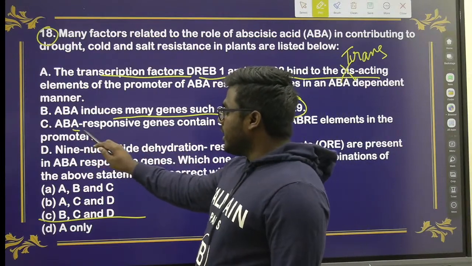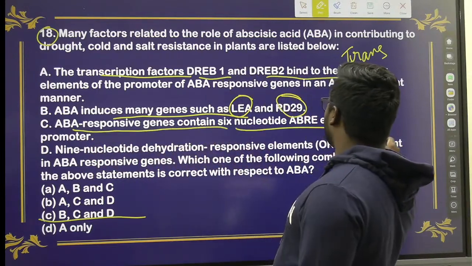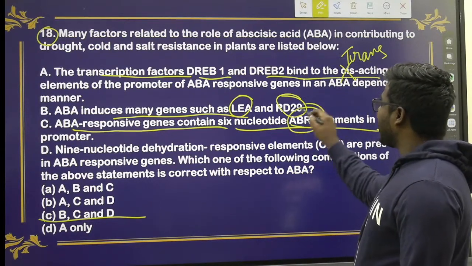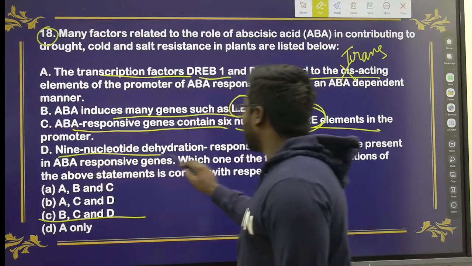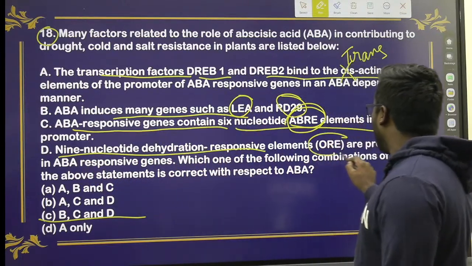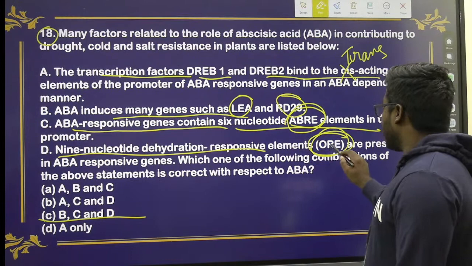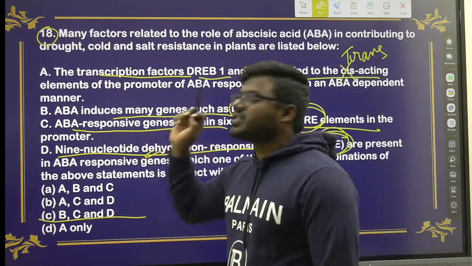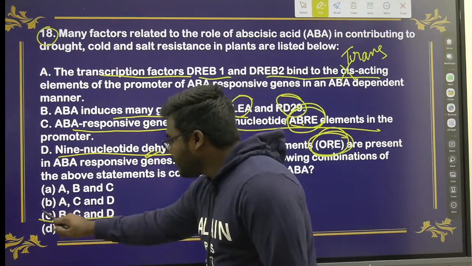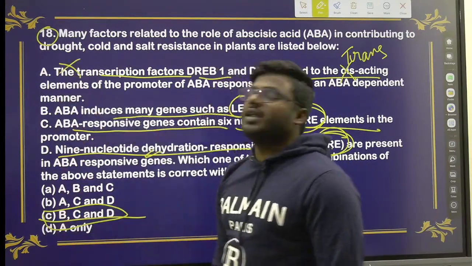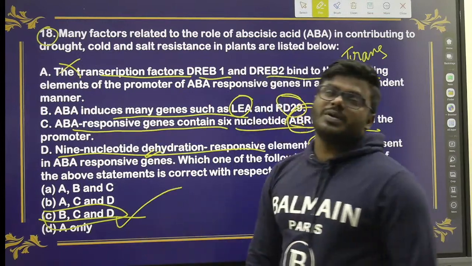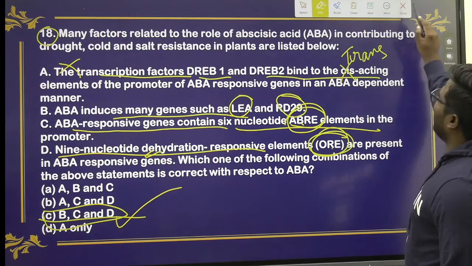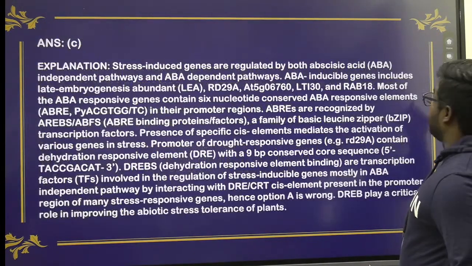Then option C: ABA responsive genes contain 6 nucleotides, called the abscisic acid response element, whereas 9 nucleotides are present in the DRE. Correct? So DRE is 9 nucleotides, there is no doubt, and ABRE is 6 nucleotides. Of course true. Hence B, C, D are right. Only option A is wrong. Hence the correct answer will be A. Simple, direct question. Okay, get ready for question number 19.